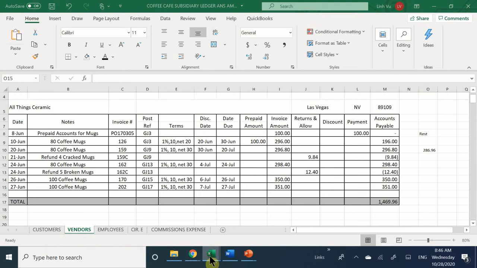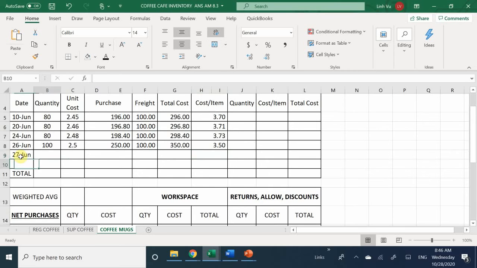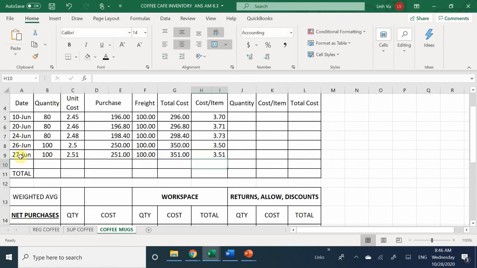And inventory. We need to update our inventory. Oh, sorry, 27 June. $100. 251, 251, 351. 351. Good. All right. Okay.